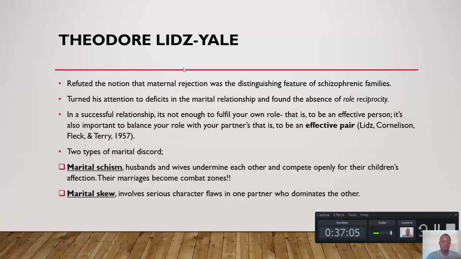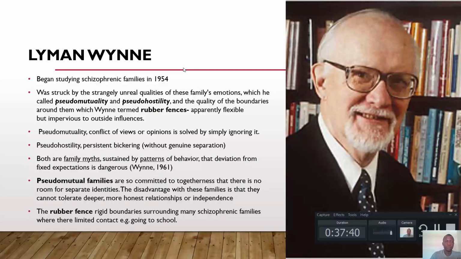And then marital skew involves serious character flaws in one partner who dominates the other. This is why one partner takes over everything because the other person is either on drugs or alcohol, and so this other person becomes the bully, runs the show. He believed that both extremes are not nice for relationships to function, and that they were key in why schizophrenia was existing in families.